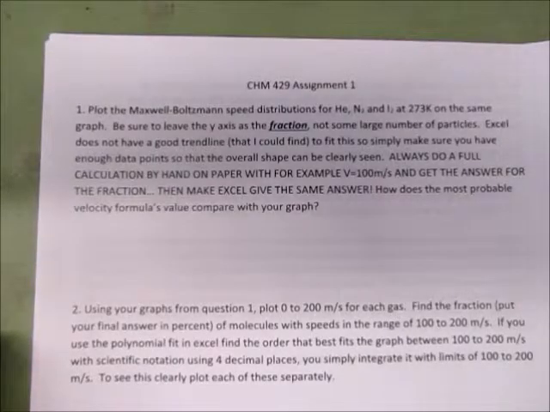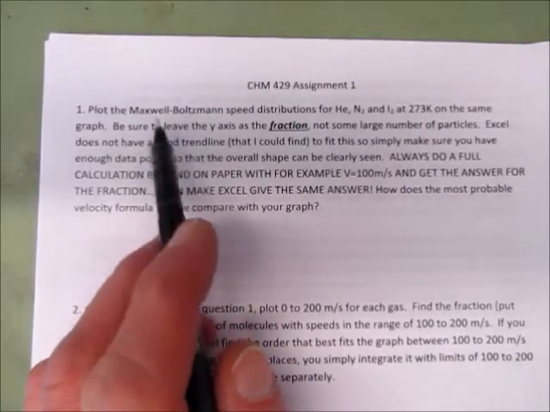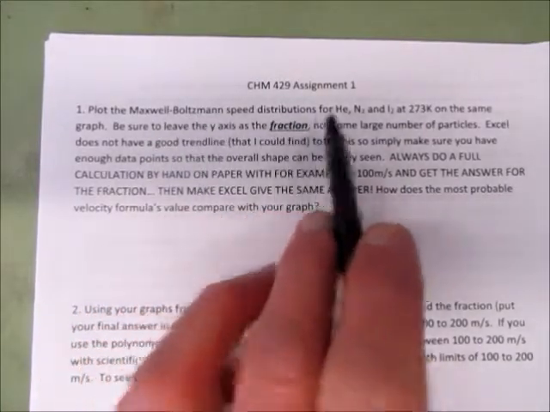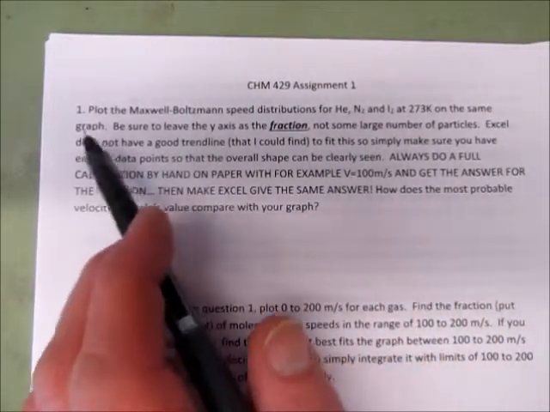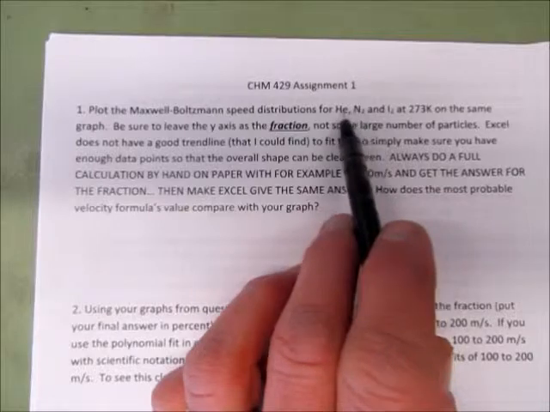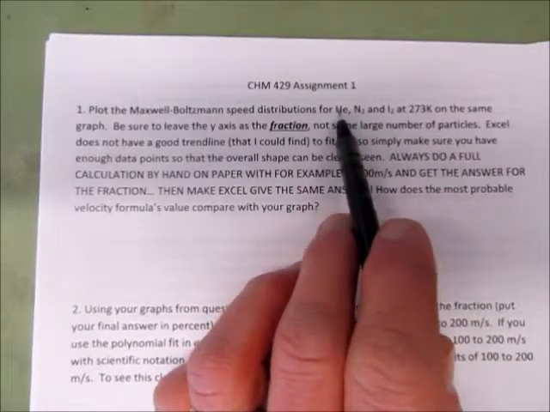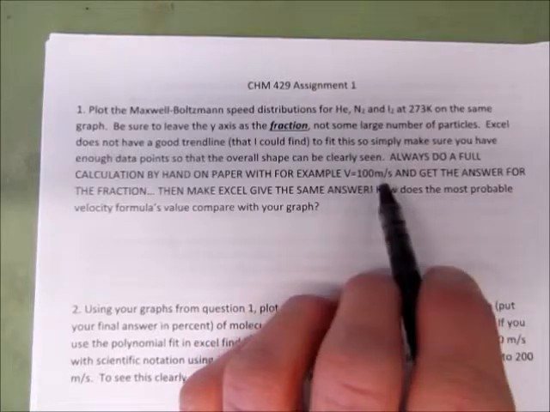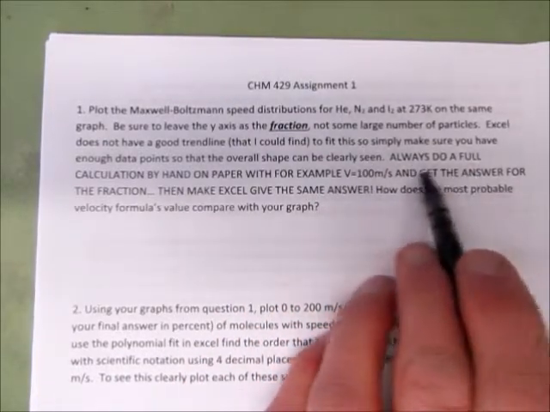So let's do question 1. Basically you have to graph the Maxwell-Boltzmann speed distribution for these 3 gases at 273. It says to put them all on one graph, but you can start out by having just one of them. You might want to pick helium to start with. And this is very important. And I'm going to show you how to do this here.